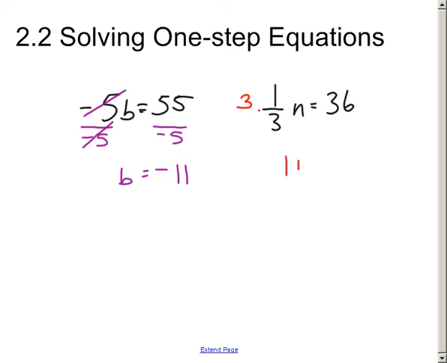We want 1n over here. Now we can't do that just to the left, so we have to do it to the right as well. And we get 1n equals 108. And we don't usually write 1n, we write just n. So n equals 108. Okay, so one-step equations.